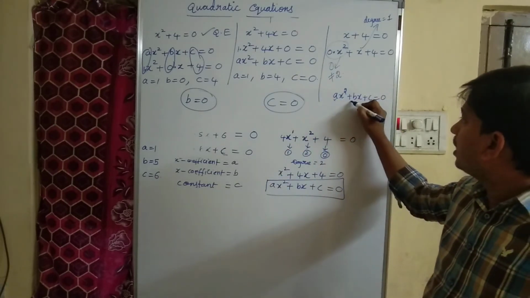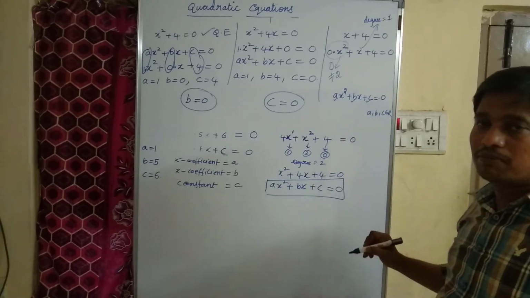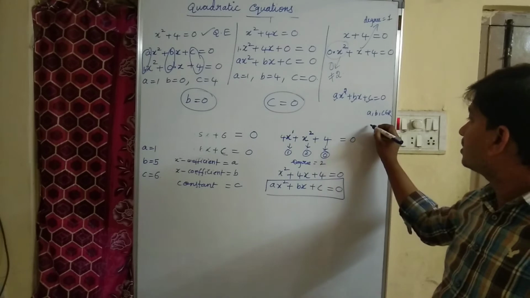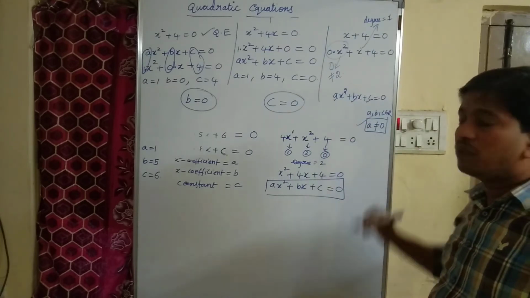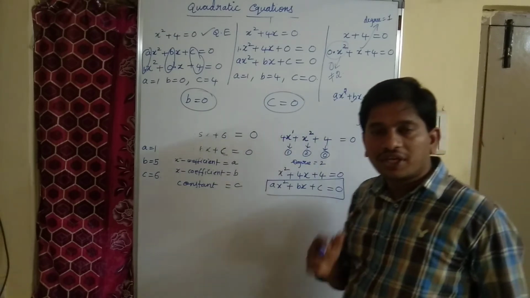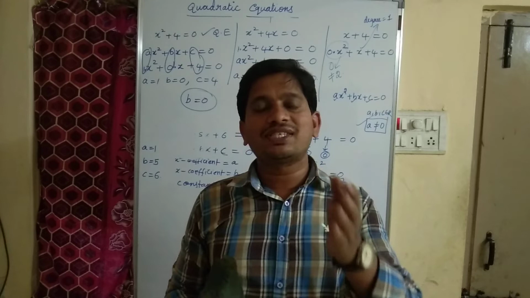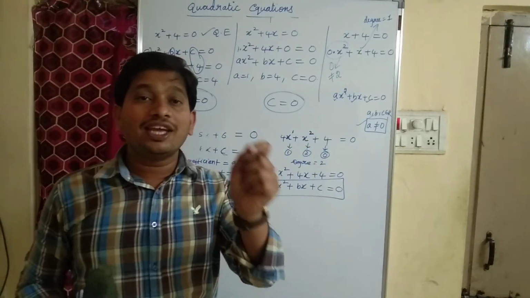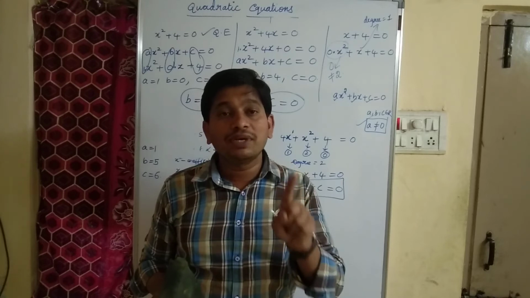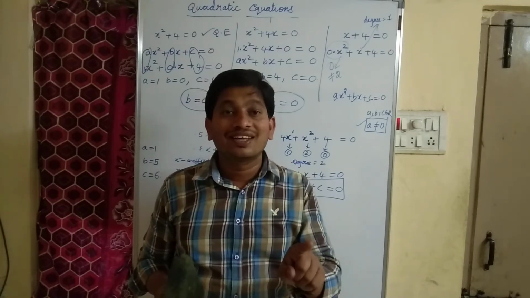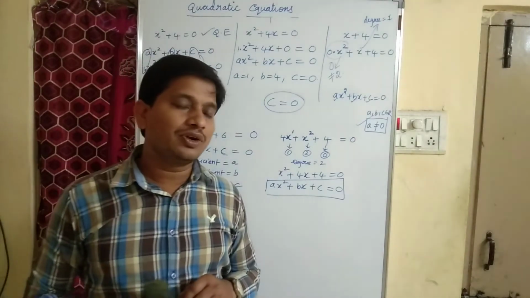And as I told you, a, b, c are real numbers. And one more condition is a should not be equal to 0. This is the most important condition. An equation of the form ax square plus bx plus c equal to 0, where a, b, c are real numbers and a must not be equal to 0, only then is it said to be a quadratic equation. Children, did you understand?